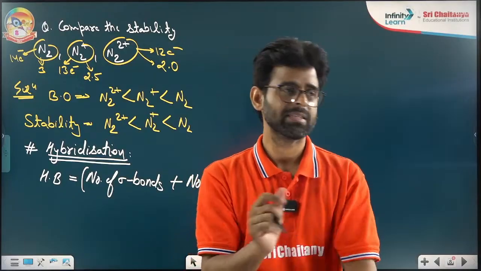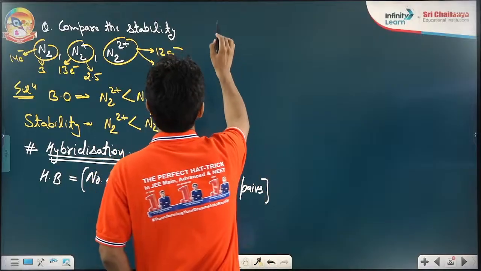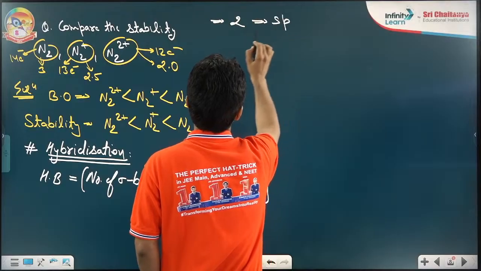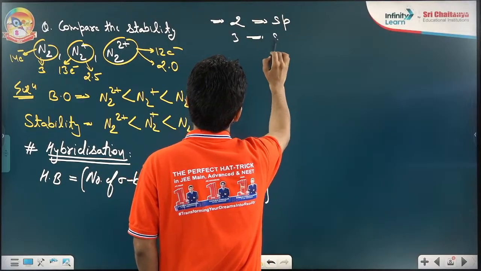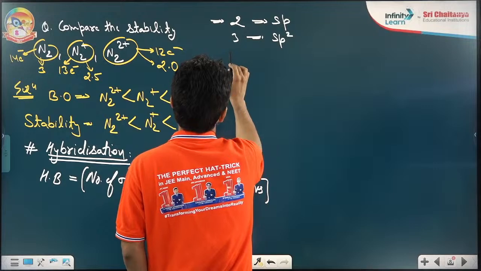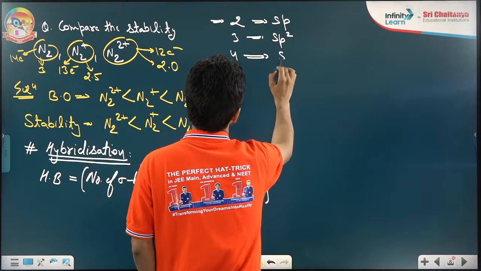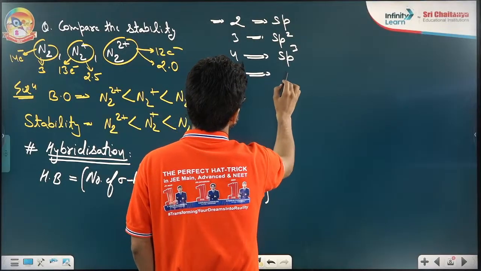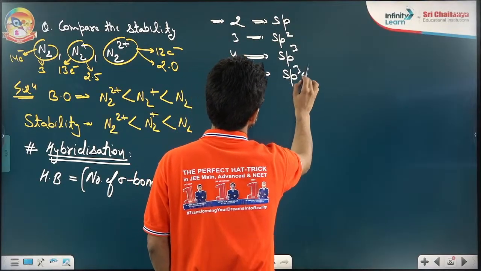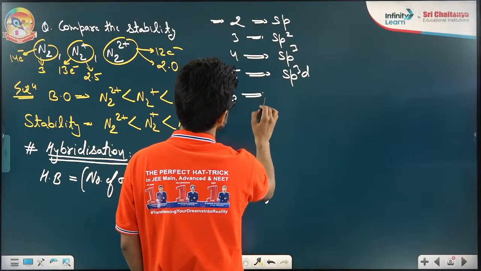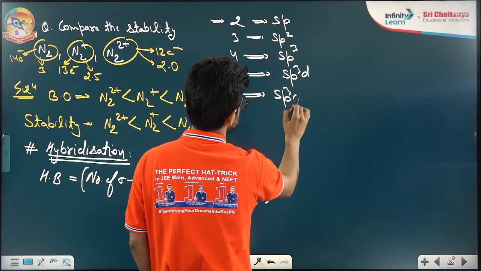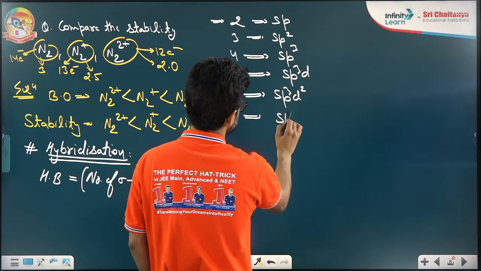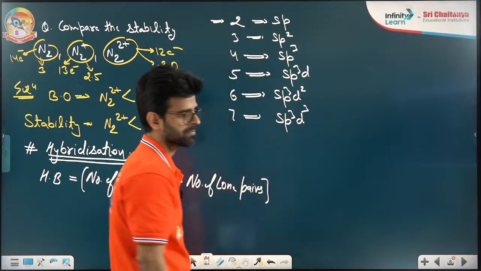If this sum is coming 2, that means your element is sp hybridized. If the sum is coming 3, the element is sp2 hybridized. If the sum is coming 4, it is sp3 hybridized. If the sum is coming 5, it can be sp3d hybridized. If the sum is coming 6, it is sp3d2 hybridized. If it is coming 7, it's sp3d3.